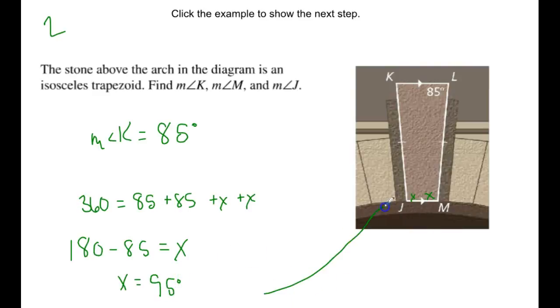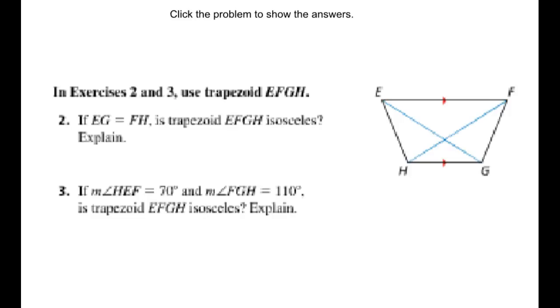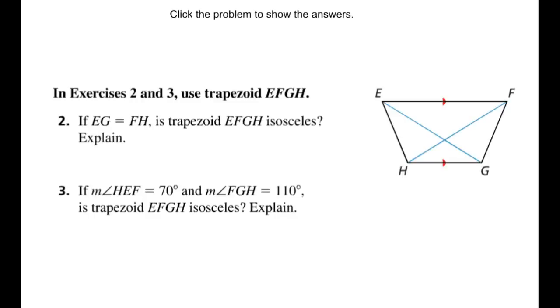Okay? And that is true for J and M because they are the same. So the measure of angle J equals 95 and the measure of angle M equals 95. Okay? So I can take what I know about one angle and use that information to help me find the rest of the angles using my isosceles trapezoid. So here are some more monitoring progress. Try them and see what you come up with.